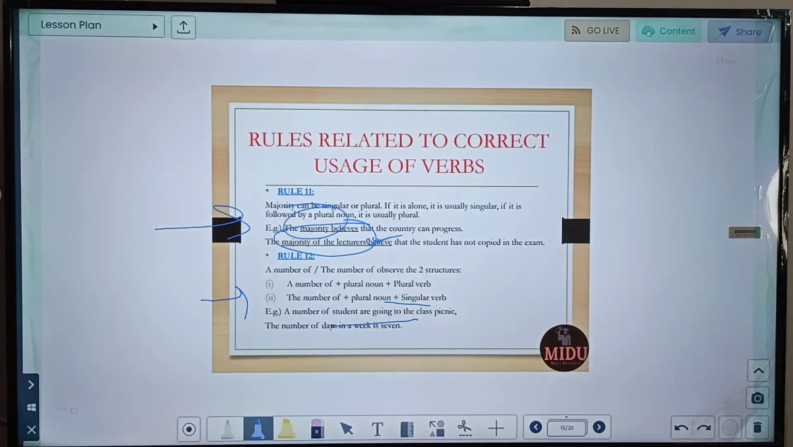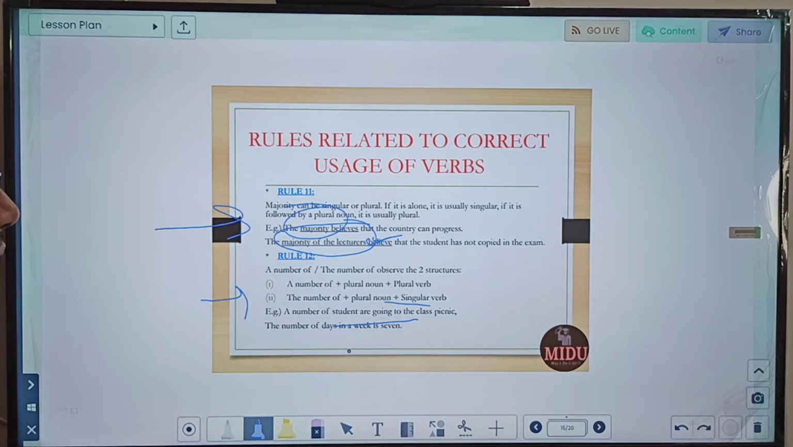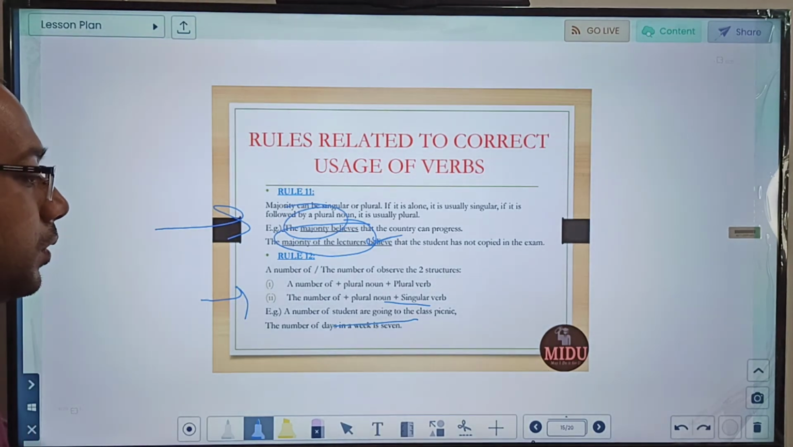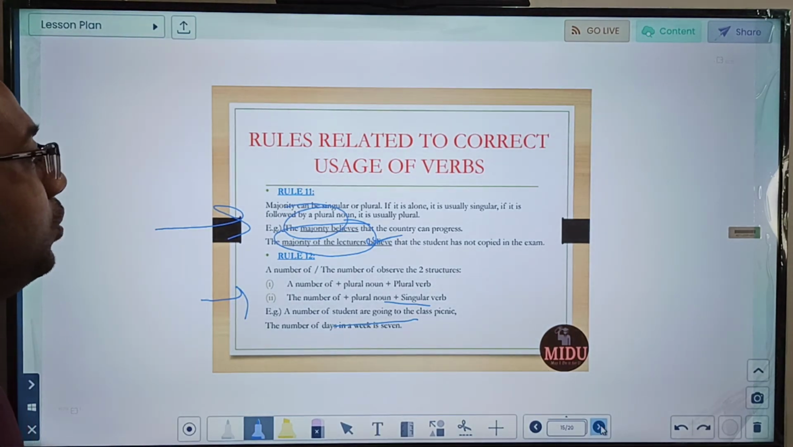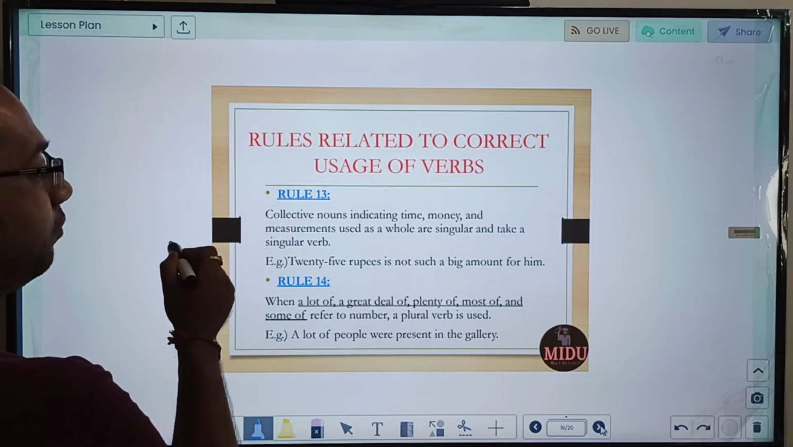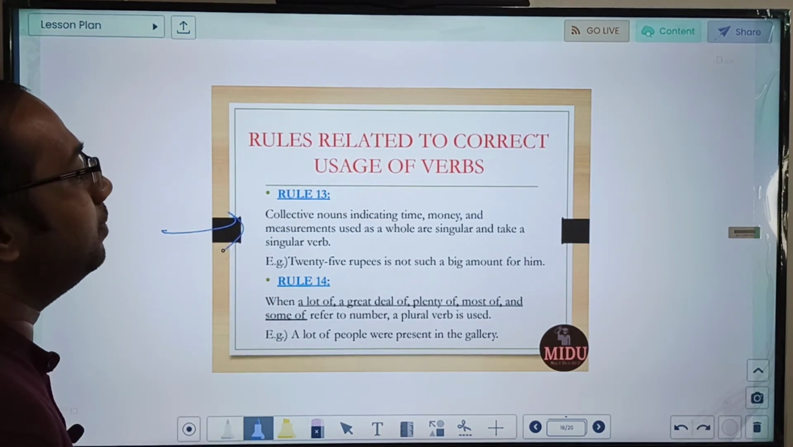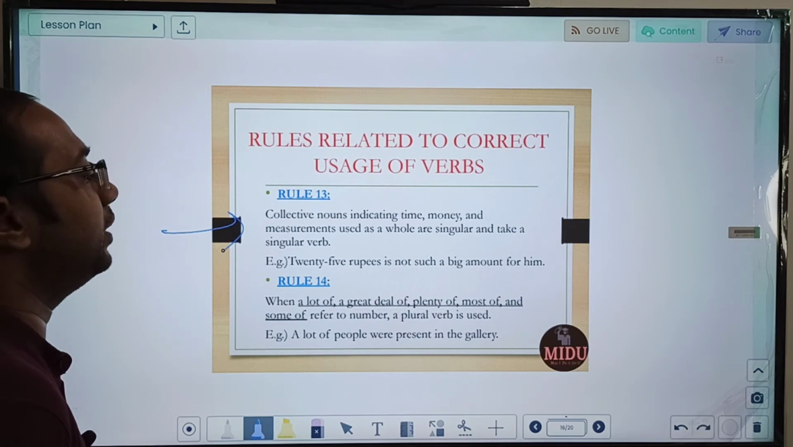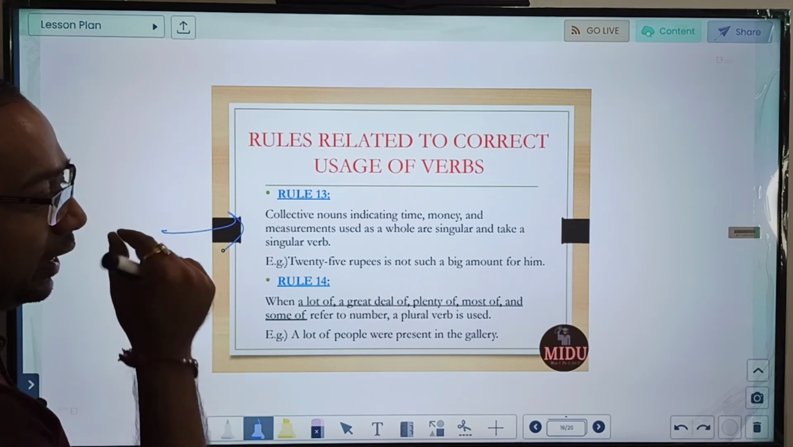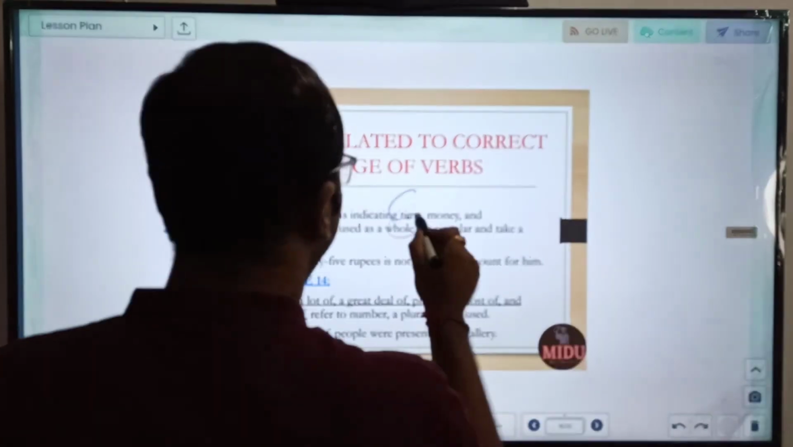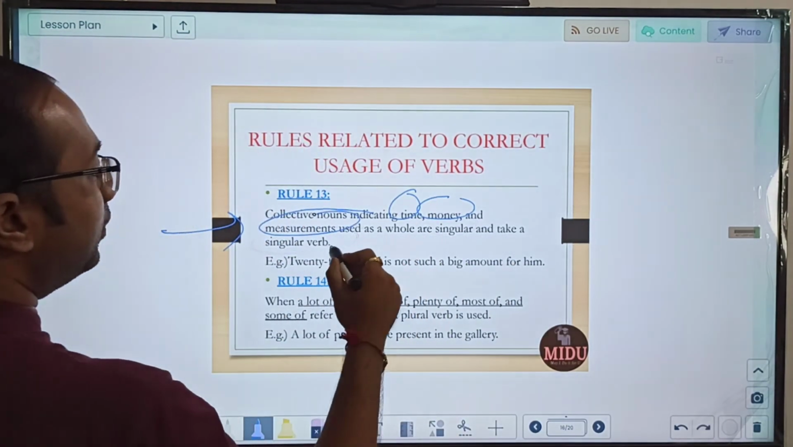Let us move to the next rule. Rule number 13. So our rule number 13 of verbs says that collective nouns indicating time, money, measurement used as a whole are singular and take a singular verb. So whenever there is a collective noun which indicates time, money or measurement, it will be singular.